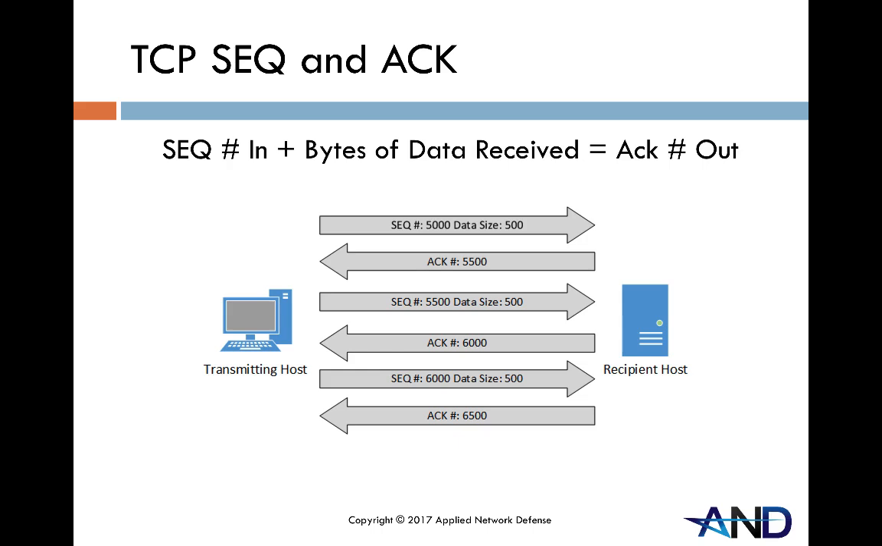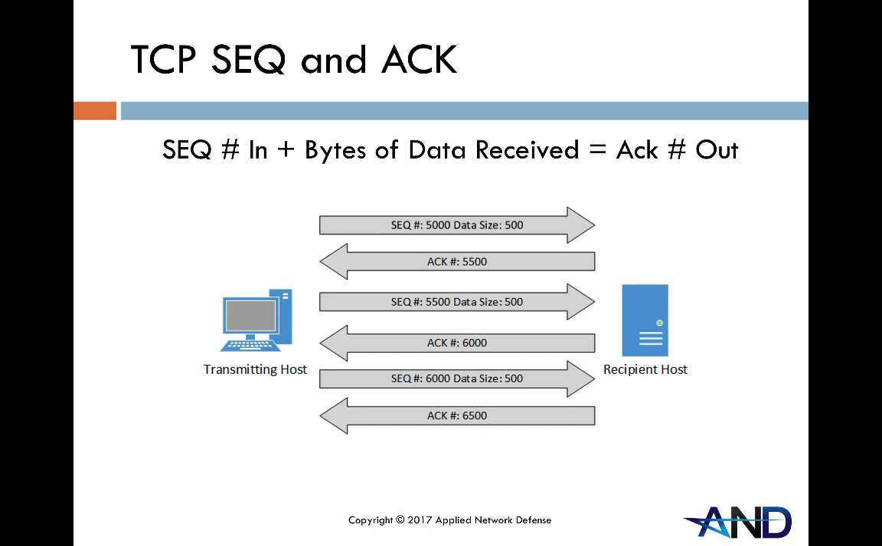So the recipient host receives that 5,500 plus 500 data size bytes equals 6,000. It acknowledges with ACK number 6,000. Finally, we have this process happen one more time where the transmitting host sends a packet with the sequence number of 6,000, data size 500. The recipient host adds those together and sends back acknowledgement 6,500. So what we have here is this series of sequence and acknowledgement numbers that take a very prescribed format that account for the amount of data being sent.